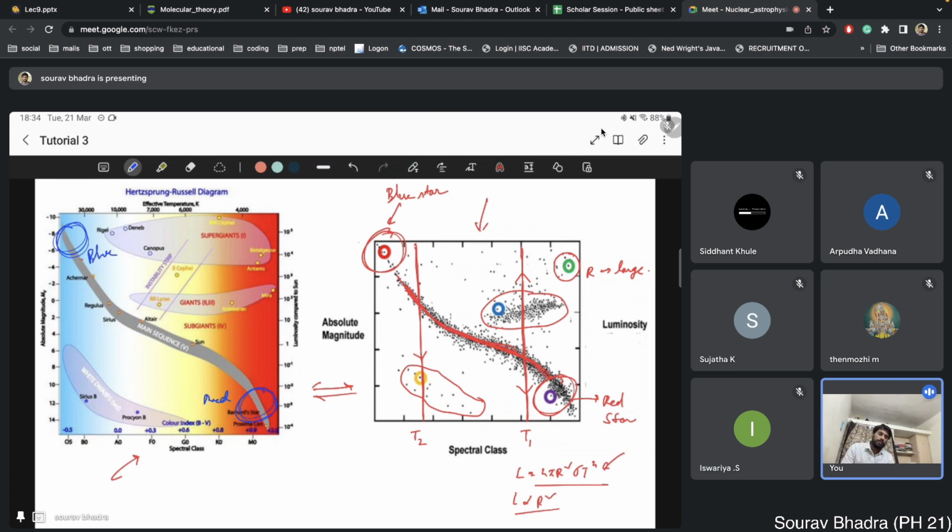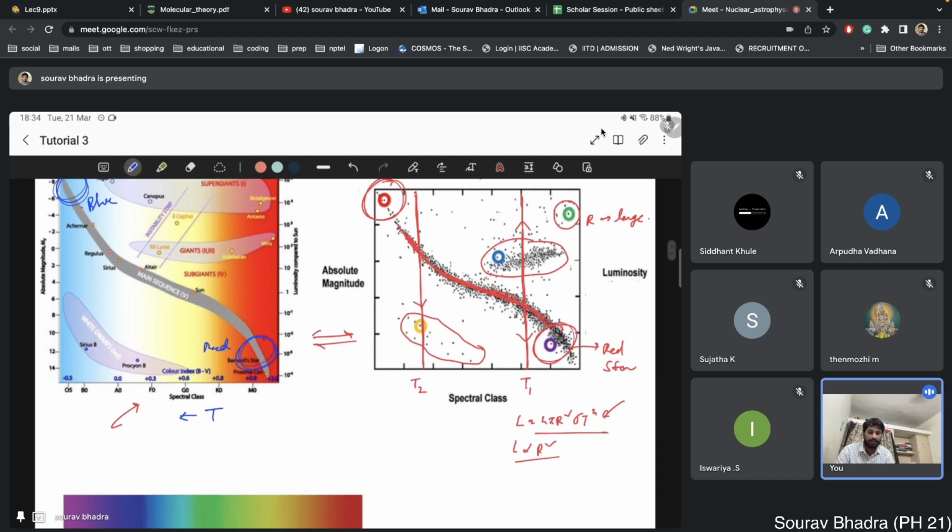So now the question is why the higher temperature stars are blue and the lower temperature stars are red, because you know that in the HR diagram the T increases in this direction, right? It is opposite to the standard thing. So this is 4000, this is 30,000. So 30,000 temperature stars are blue and 4,000 temperature stars are red. Why is that? So we'll just give you some idea.